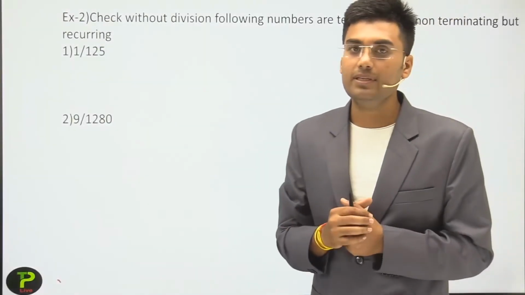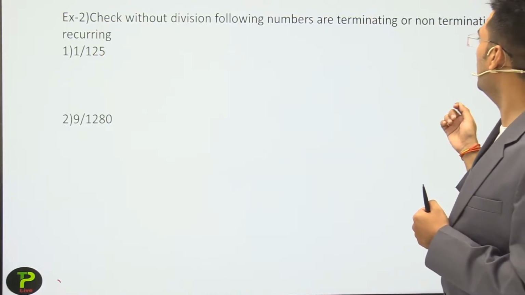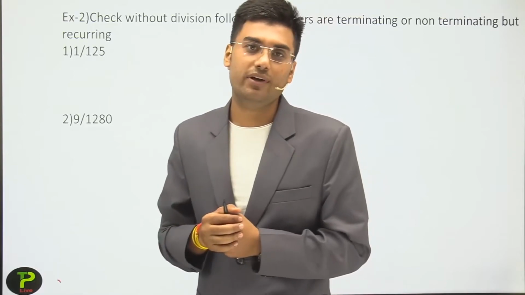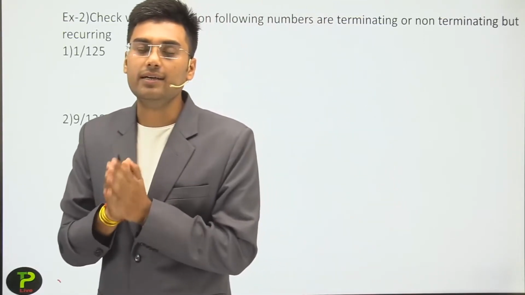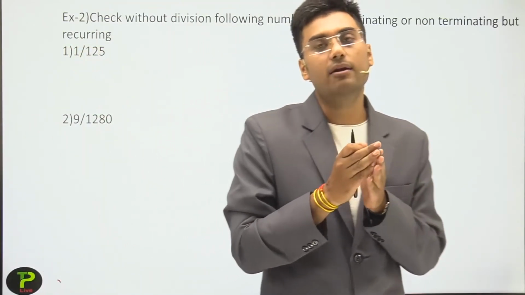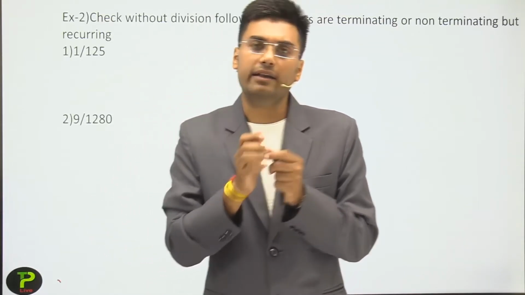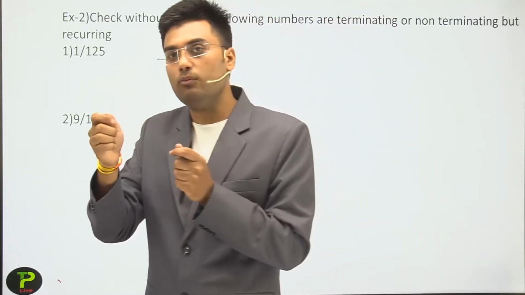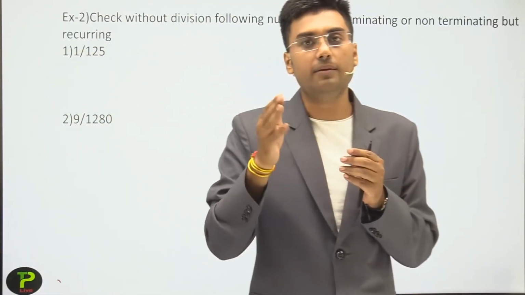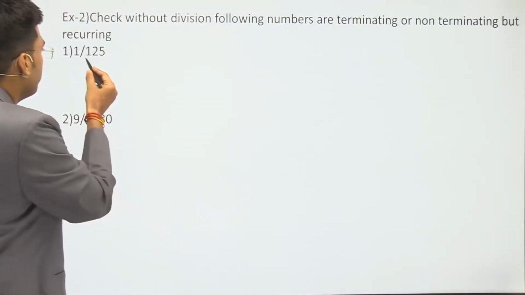The next example is: check without division whether the following numbers are terminating or non-terminating but recurring. First we have to check 1 upon 125. Dear students, we know that if the denominator is in the form of 2 power m multiplied by 5 power n, then it is a terminating decimal. And if the denominator is not in that form, then it is a non-terminating but recurring decimal. So let's check 1 upon 125.